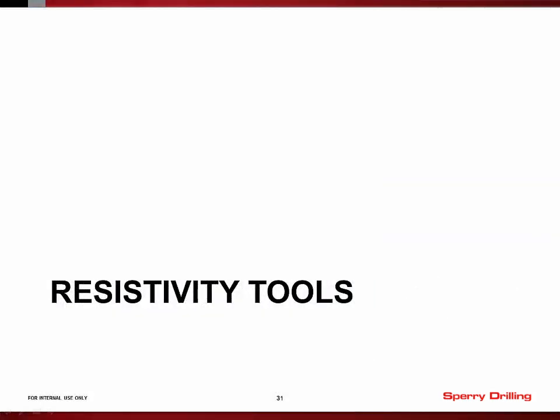What I'm going to do now is move on to another group of tools, the resistivity sensors. We have several of these. Again, there are differences between different tool types which you need to understand, and I'll take you through each one and show you how they differ from each other and how that affects the data that you will get on the logs.